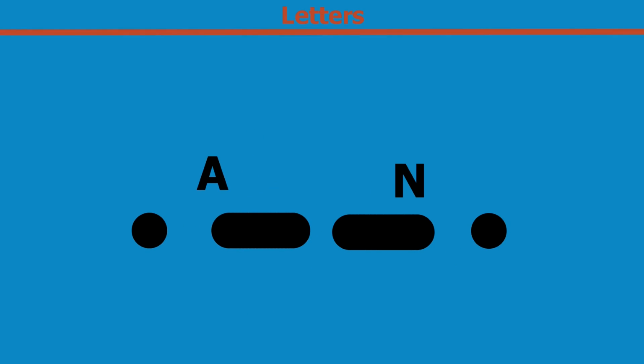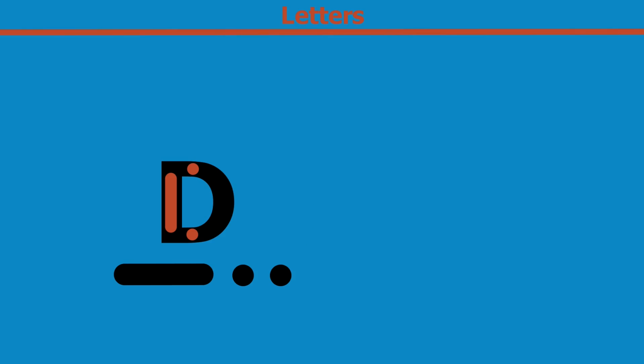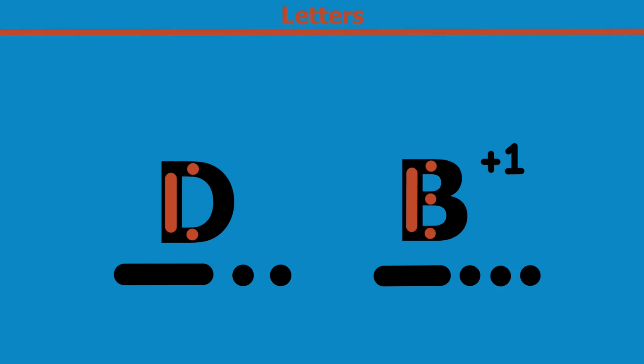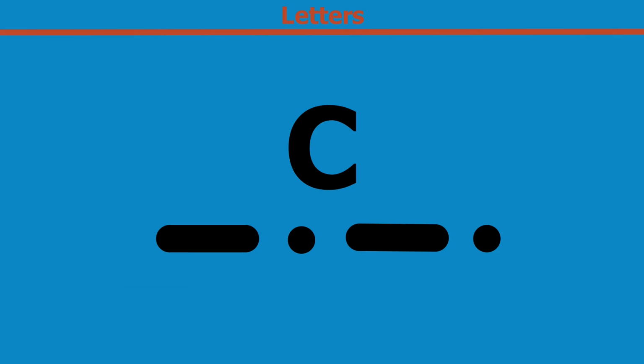B and D are closely related. D consists of a line and 2 dashes, one for each side of the loop. However, B has one extra loop and thus receives an extra dot. There's no easy way to remember C, but it does repeat.